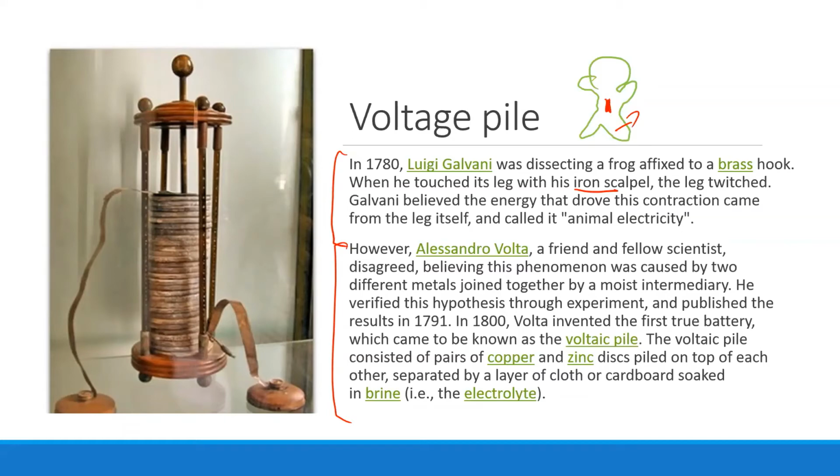What Alexander Volta did, though, his friend came over and said, well, maybe we can replicate this without the frog. So he got a bunch of copper discs, zinc discs, and brine, which has a lot of salt in it, and he made a repeating unit. Copper, zinc, copper, zinc, copper, zinc, with the salt solution between them all, which meant that charges could move. And he created something that we would later refer to as the battery.